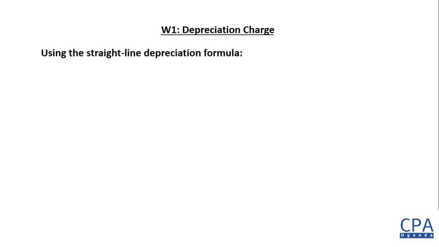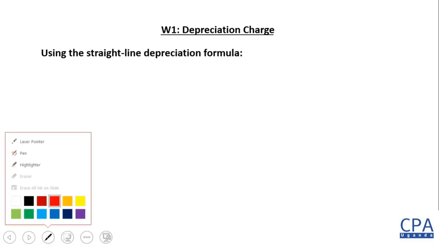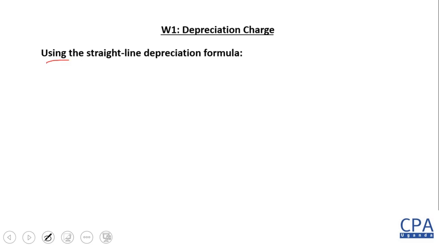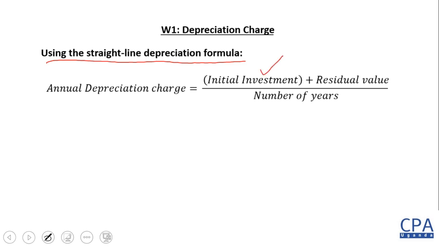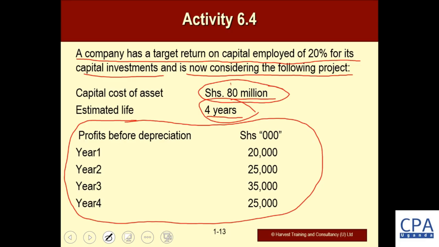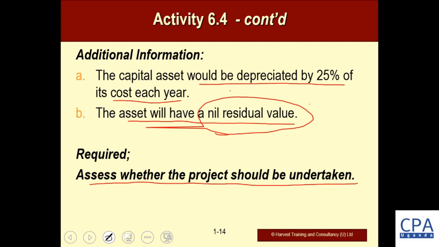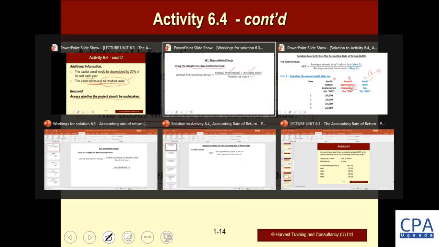All right, so we continue by saying that using the straight line method of depreciation, using the straight line depreciation formula, of course this is from our financial accounting, the annual depreciation charge is equal to the initial investment, we subtract the residual value, and then we divide by the number of years. So I've already highlighted all these in our question here. The cost of the asset is 80 million. The expected life is 4 years. And the residual value is nil for that matter.